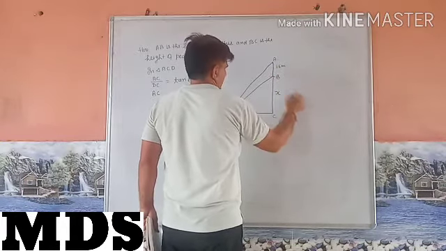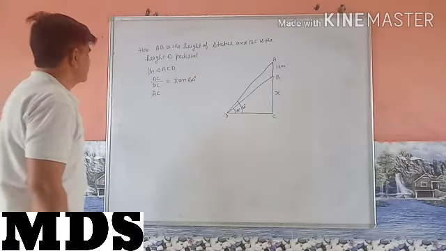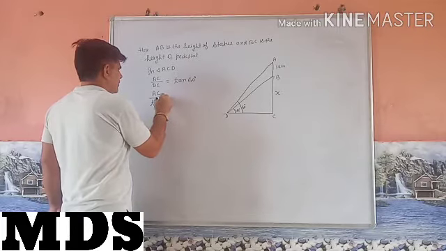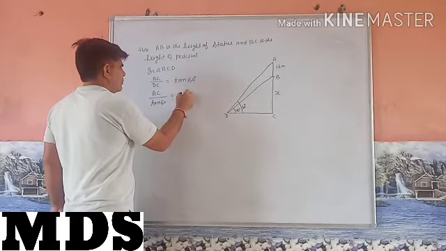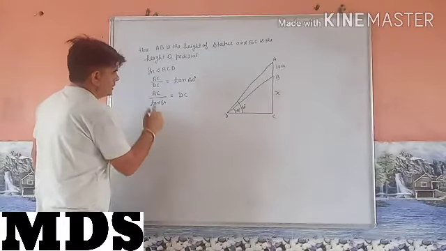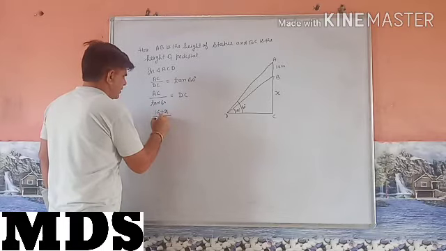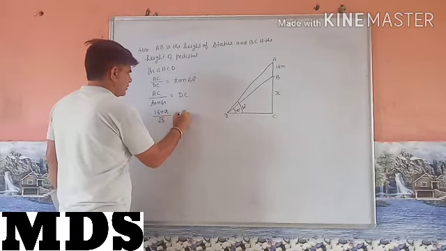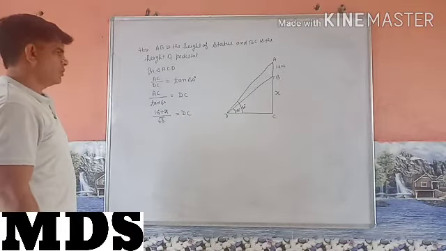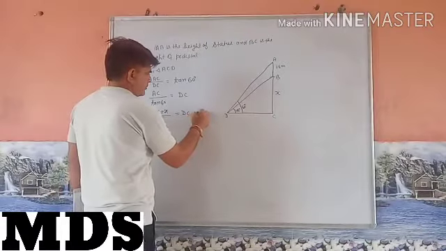And this you can say X. AC by tangent 60 is equal to DC. Understood? What is AC? 1.6 plus X by root 3 is equal to DC. Understood or not? Yes or no? This is your first equation.